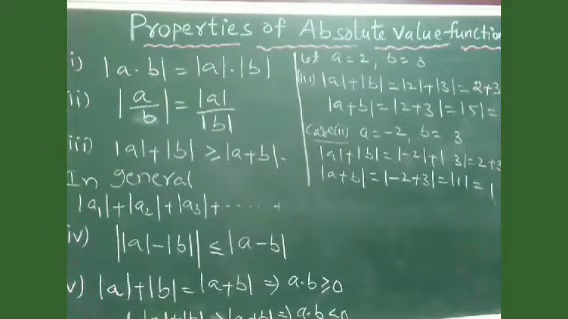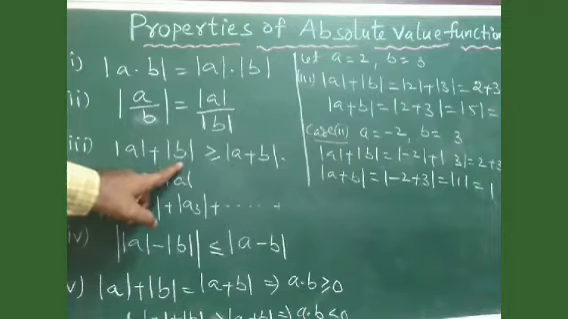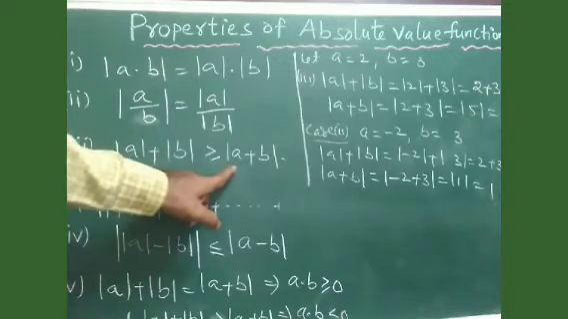So look at the proof of the third property. What is it? Mod A plus mod B is greater than or equals to mod of A plus B.